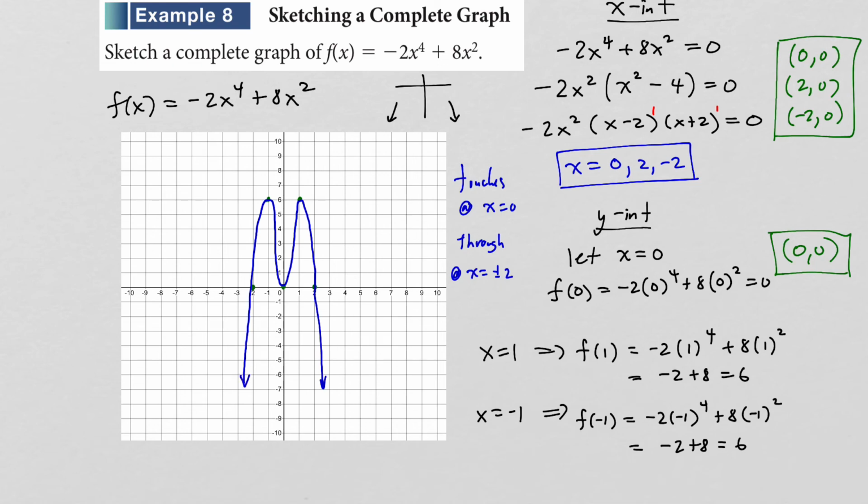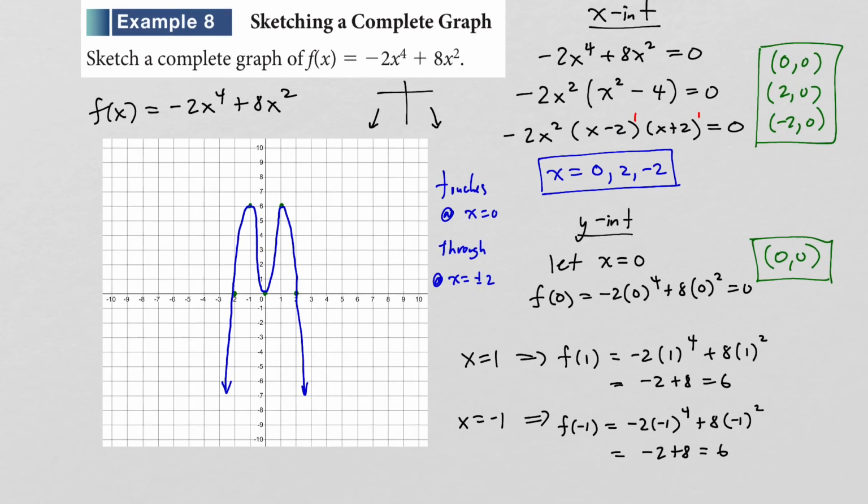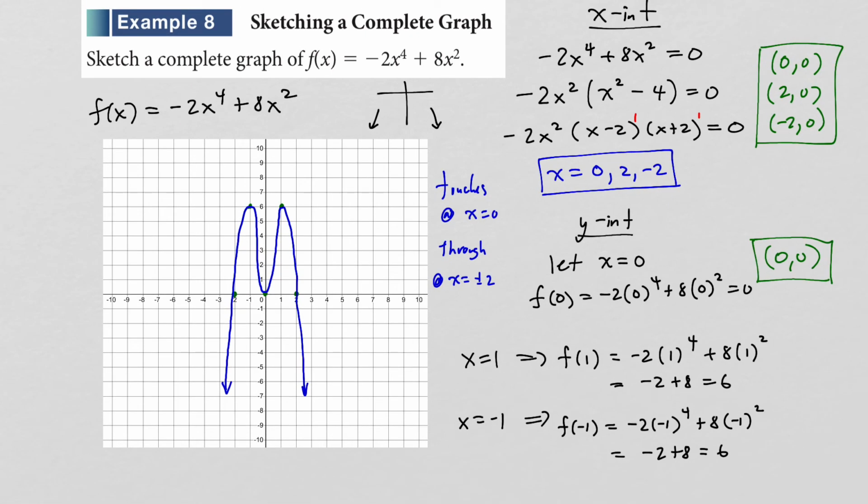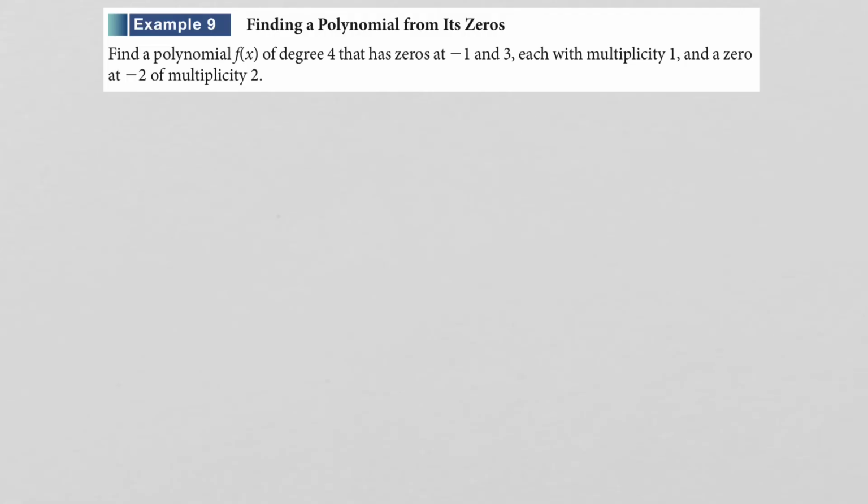And please understand that this is not a precise graph, but it has all of the important behaviors of this graph. So here's an example. Here we want to find a polynomial f of x of degree 4 that has zeros at -1 and +3, and each of those zeros have a multiplicity of 1. And it also has a 0 at -2 with a multiplicity of 2.